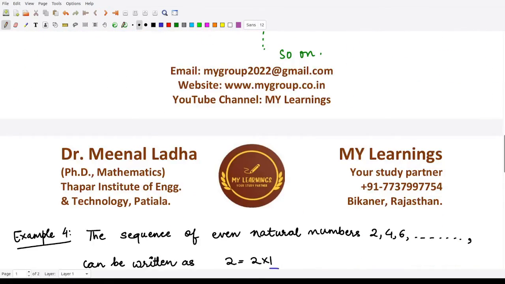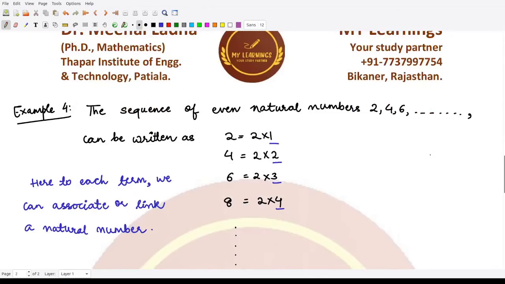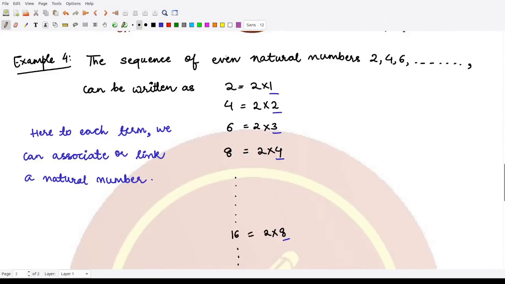Moving on to sequences more mathematically, suppose we have a sequence of even natural numbers. That means we are getting 2, 4, 6, 8 and so on. This 2 can be written as 2 into 1, 4 can be written as 2 into 2, 6 as 2 into 3, 2 into 4, and 16 could be written as 2 into 8. So we can write each of these even natural numbers as 2 times some natural number.